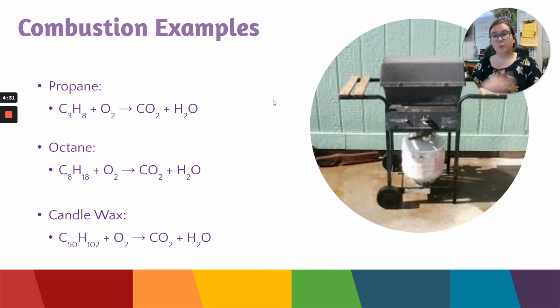So a couple of examples. We have propane combustion. That's C3H8 and O2 reacting to form CO2 and H2O. We have octane, which is C8H18 and O2 reacting to form CO2 and H2O. Or we have candle wax, which is C50H102 plus O2 reacting to form CO2 and H2O. Again, every time, CO2 and H2O on the product side. That means it is combustion.